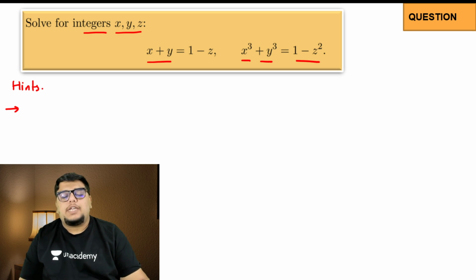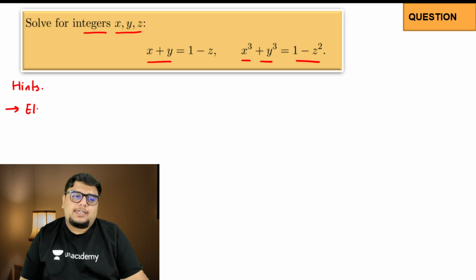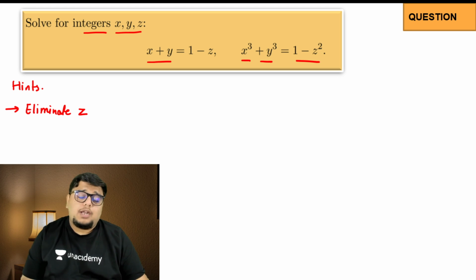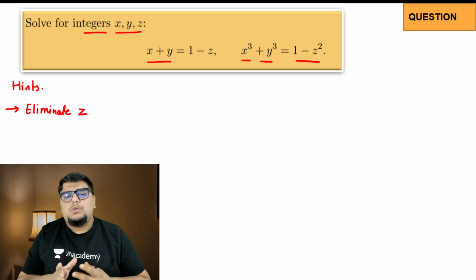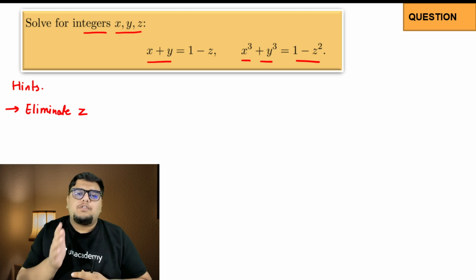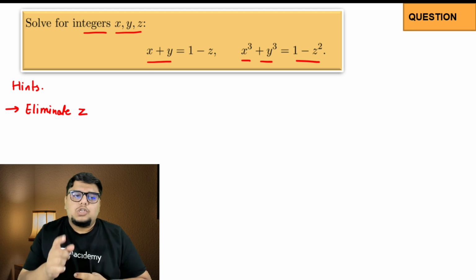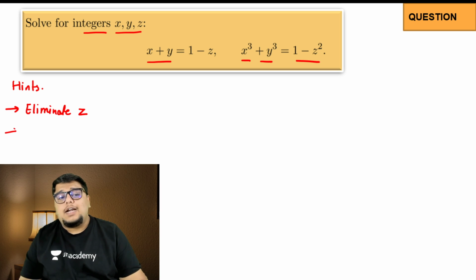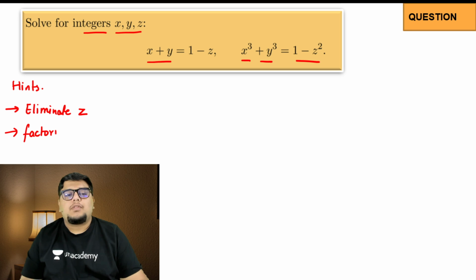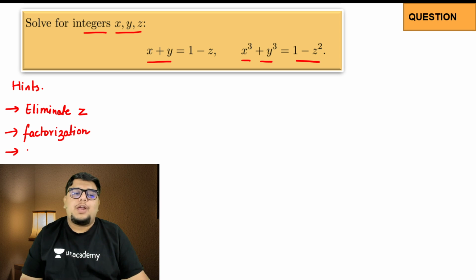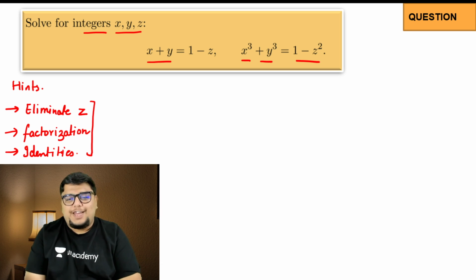The first hint that I would say is try to eliminate z. You can easily do that by taking the value of z from one equation and putting it in the other. So try to do that. And the second thing that is very important here is factorization. You have to remember your identities, and if you just remember these, I think the question is fairly easy.